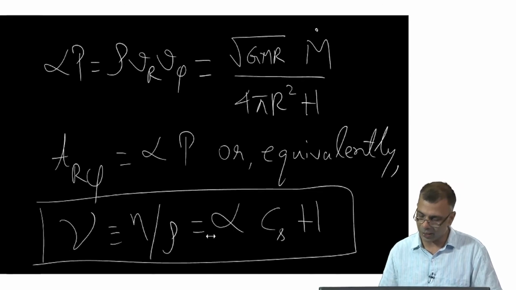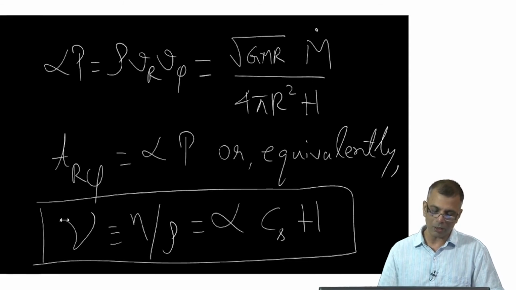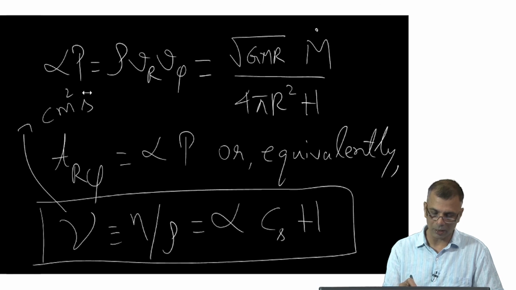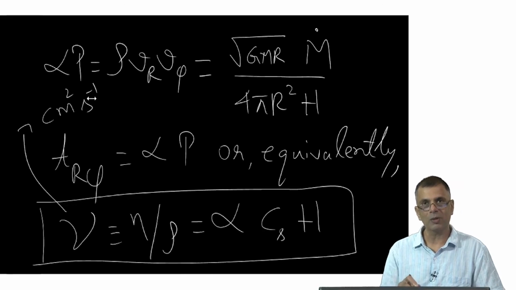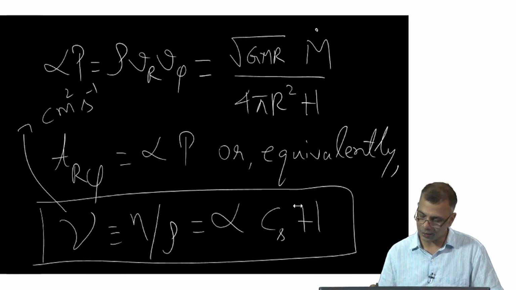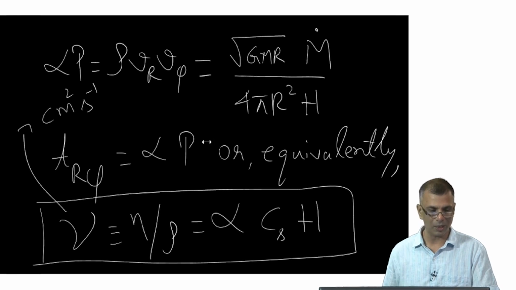And what's the logic in writing this? Well, you recall the dimensions of this are something like centimeter square per second. In other words, it's some kind of velocity times some kind of length scale. So what's the velocity here? The velocity would be the speed of sound. And what's the length scale here? The length scale is the height of the disk.